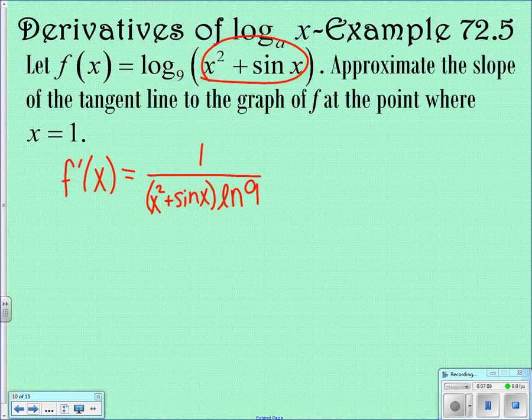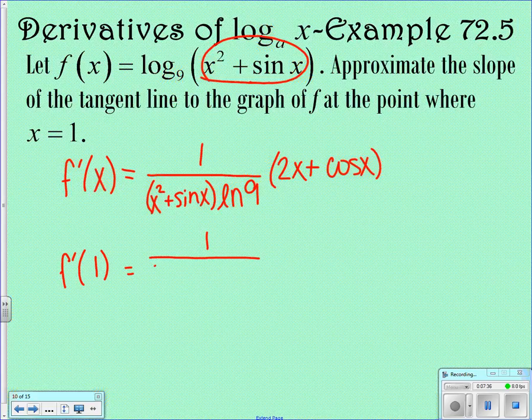But then we have to remember to actually take the derivative of this part that I have circled. So the derivative of that would be 2x plus cosine of x. And so that's your derivative. And now to find the slope at the point x equals 1, we're going to plug in a 1. So we're going to evaluate the derivative at 1. 1 over 1 squared is 1 plus sine of 1, and then the ln of 9, and then 2 times 1 is just 1 plus the cosine of 1.